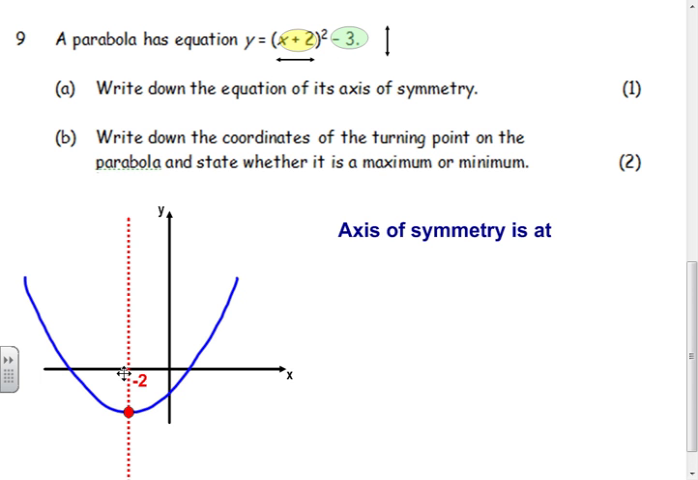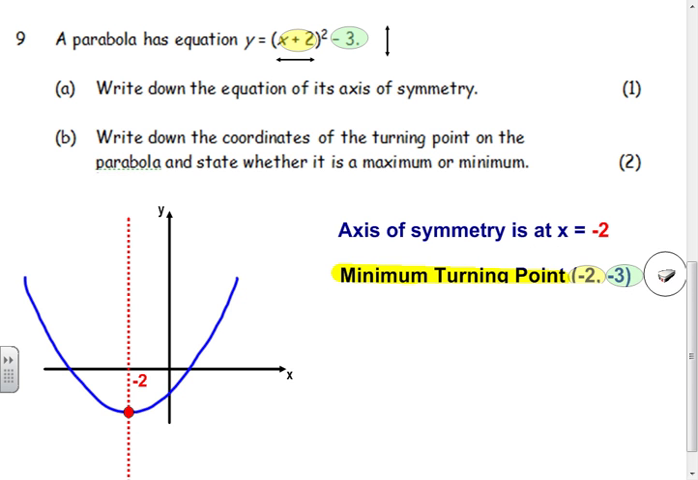Because it's moved backwards 2 places, that's where the axis of symmetry is. So the axis of symmetry is just minus 2. Here it is: x is minus 2. Now the turning point is at minus 2, minus 3. So minimum turning point at minus 2, minus 3. Why is it a minimum? Again, because if you multiplied that bracket out, you get a plus x squared, which creates a minimum. Only a negative x squared creates a maximum.